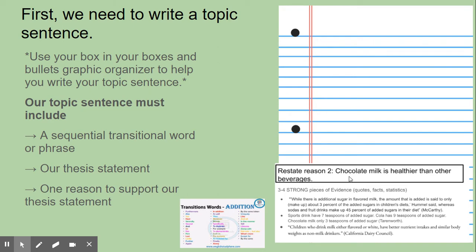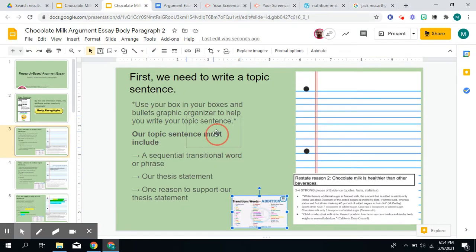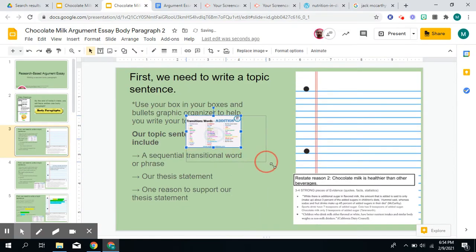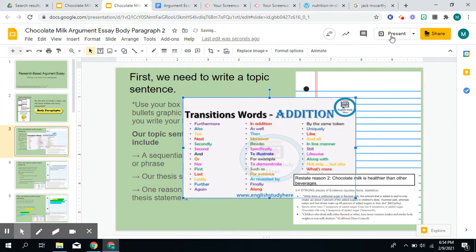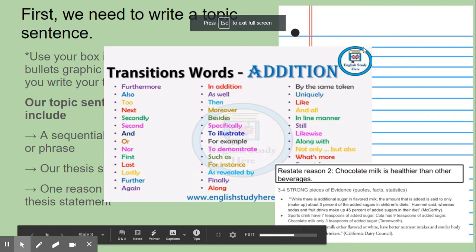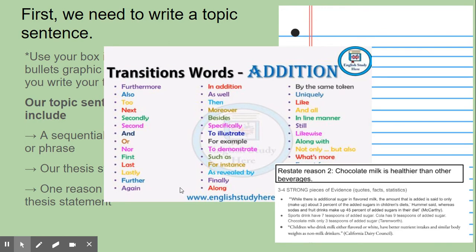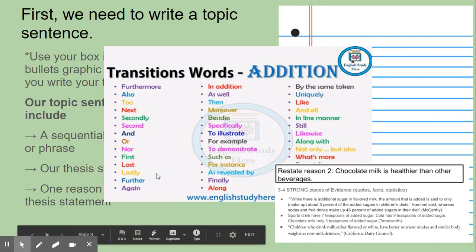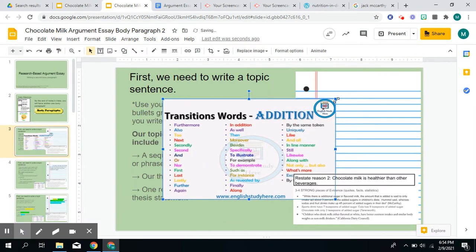So first, I need a sequential transition word or phrase, and we can use some to show that we're adding on to our argument. So we can say in addition, secondly, as well, furthermore. And since this is our second reason, I think I'm going to go ahead and say secondly. That will be my choice.